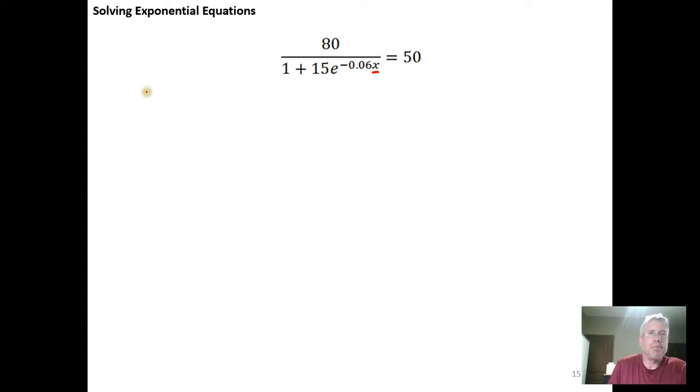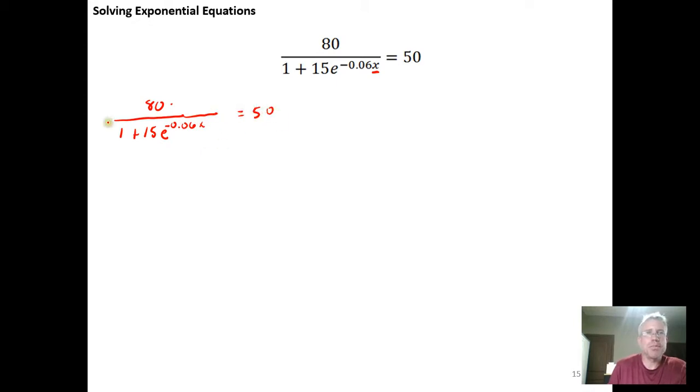So I'm going to rewrite my equation. This is 80 over 1 plus 15e to the negative 0.06x. And this equals 50.